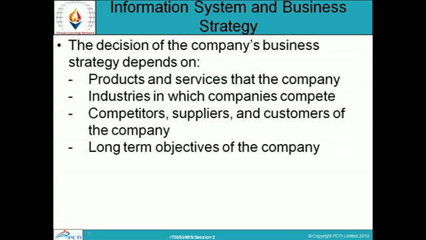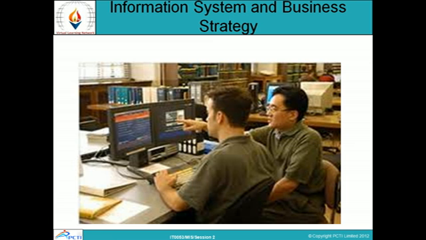As a whole, we can say business strategy is based on products, services, industries, competitors, suppliers, customers and of course the long-term objective of the company. They all collectively give rise to the business strategy, and that business strategy will basically help to build the information system of the organization. It is a point of discussion also that business strategy needs proper analysis and group discussion at different levels of the organization.